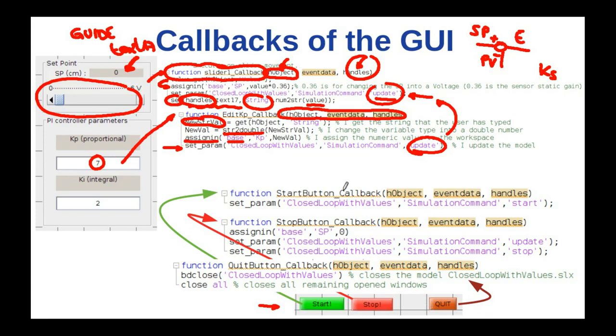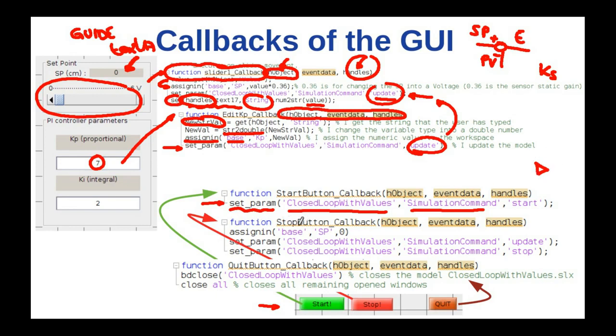For the start button is very easy. As you can see here, the callback only starts the model. So that's why set parameter, the name of the model without extension. Can you see here? The same as before, without extension. So that's the name of the file of the Simulink model. Then simulation command, but now it's not update, it's start. It's the same as if the user presses the play button in the graphical user interface in Simulink.